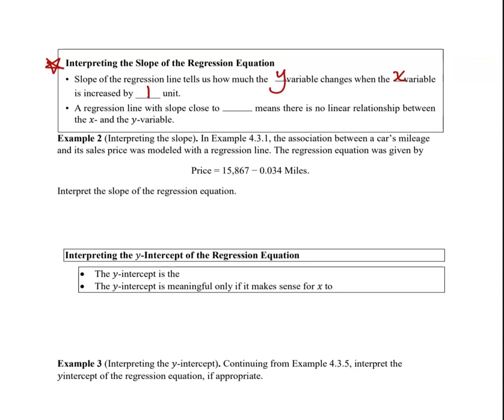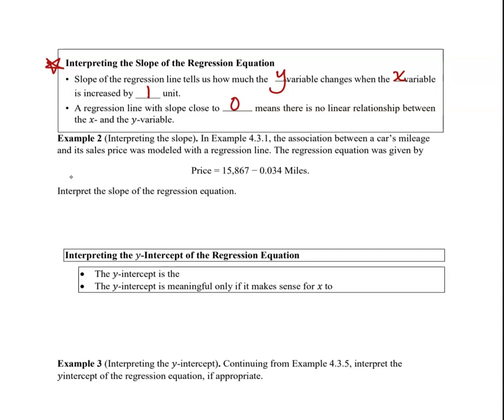A regression line with a slope close to 0 means that there is no linear relationship between the X and the Y variable. Similar to when we said R was close to 0, same idea for the slope. So, an example: at some previous example, we did the association between a car's mileage and its sales price was modeled with a regression line. I think this was one we did in class the other day. The regression equation was given by this function.